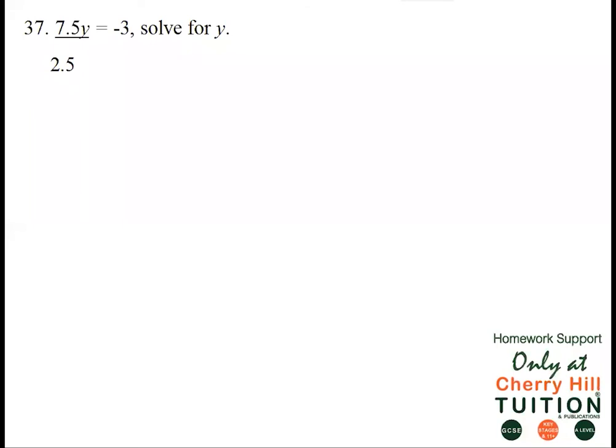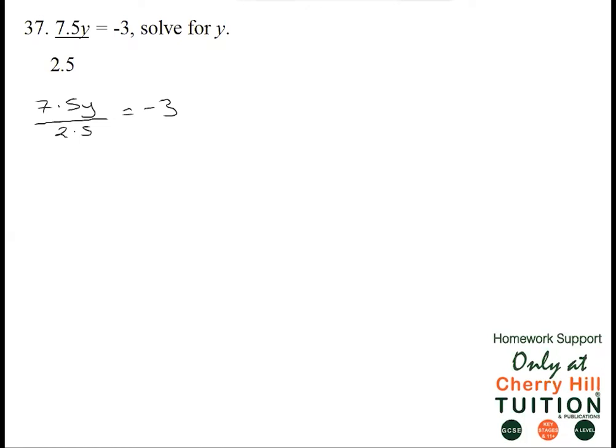So question 37, we have 7.5y divided by 2.5, and this is equal to minus 3, and we are again solving for y. So it's really important that we get rid of any fractions as soon as we can, just so it will make the equation a lot more simple to solve.